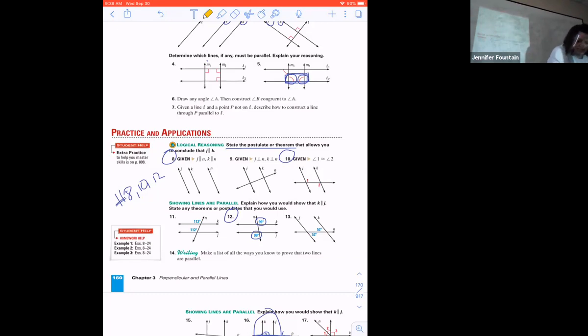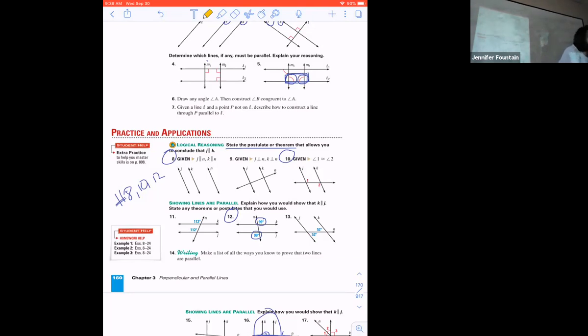Okay, so we had 8, 10, and 12. So that's 8 and that is 10. Let's look at 12. Number 12 says, explain how you would show that K is parallel to J. State any theorems or postulates that you would use. So, alternate exterior angles converse. Good.